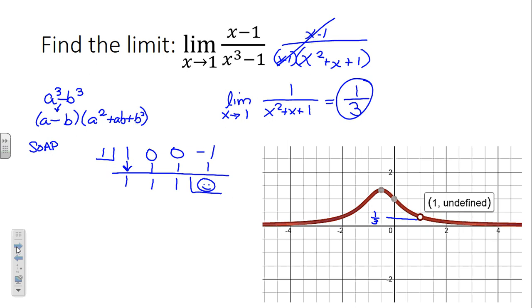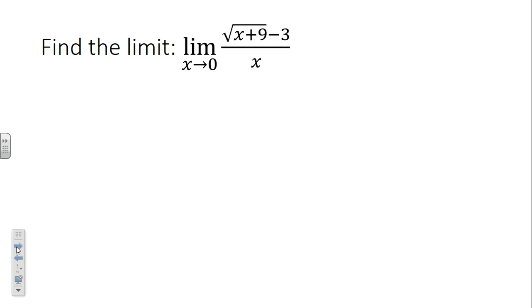Okay, next one. So everything was pretty good until now. We look at this and we say, oh no, what's going on? We have a 0 in the denominator.